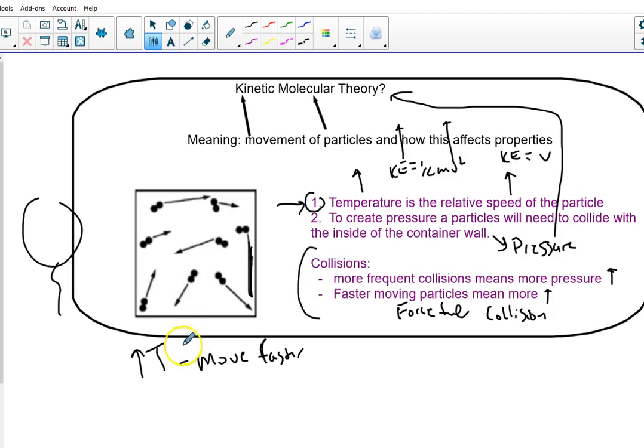This is the kinetic molecular theory. It's a non-math way of describing how particles act inside of a particular container.